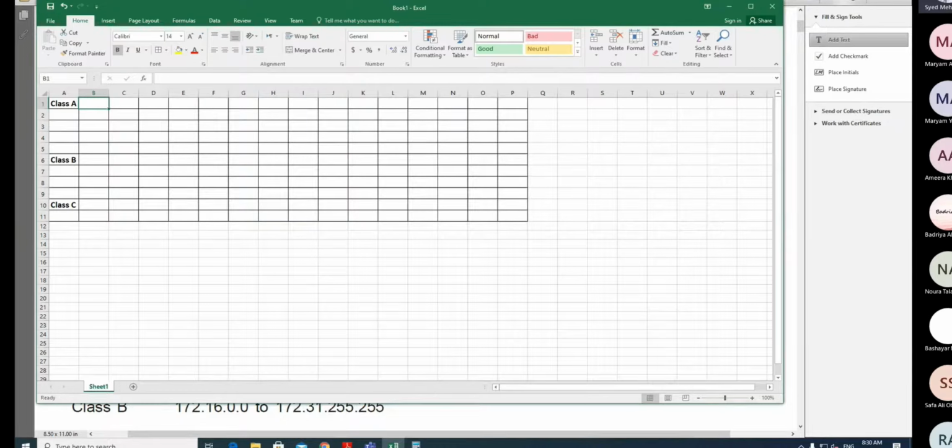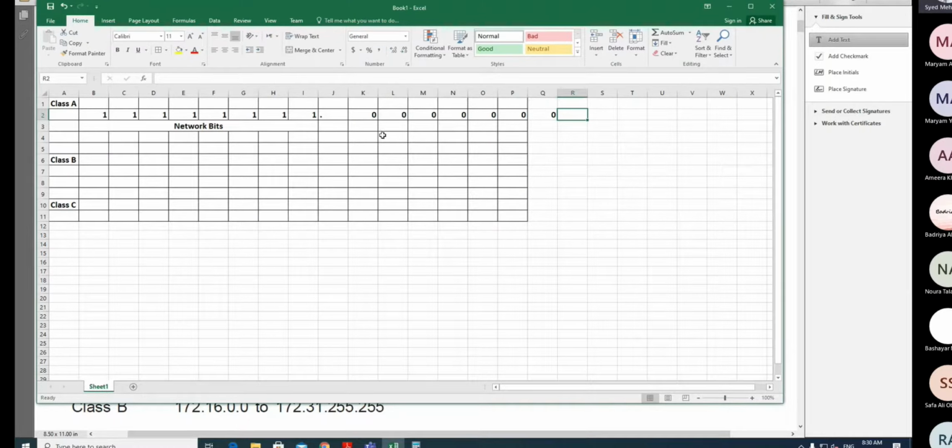So class A, as I told you, total we have 32 bits. You can see here how many bits. Total 32 bits. In class A, if you see here, the first 8 bits, 1, 2, 3, 4, 5, 6, 7 and 8, belong to the network. This is for the network bits.